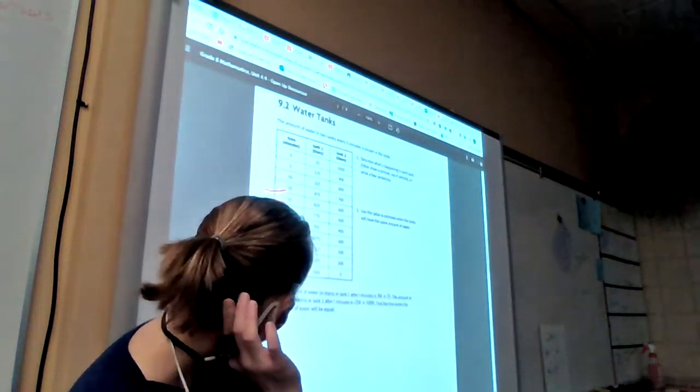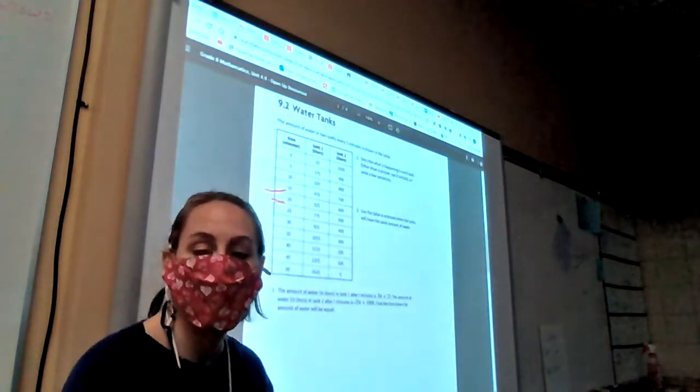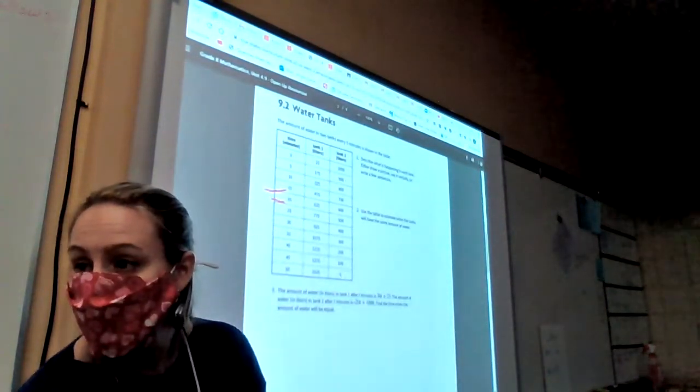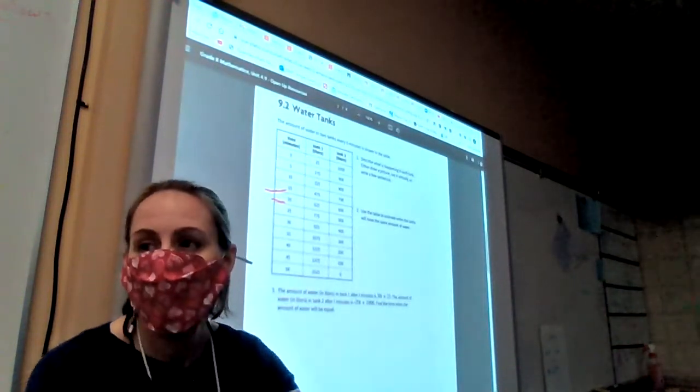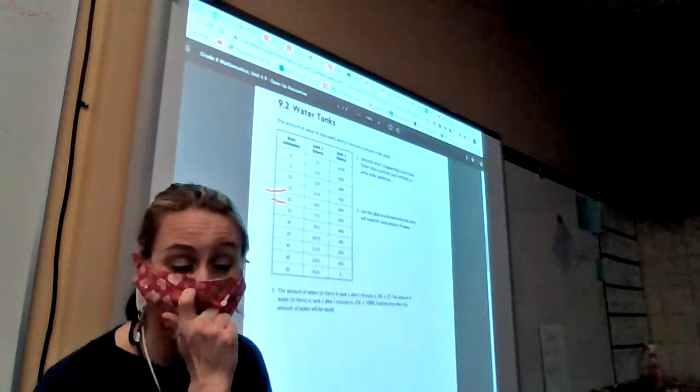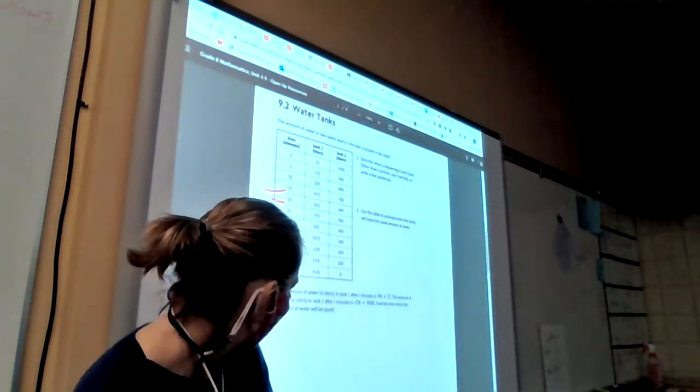The amount of water in liters in tank one after t minutes is 30t plus 25. The amount of water in liters in tank two after t minutes is negative 20t plus 1,000. Find the time when the amount of water will be the same.